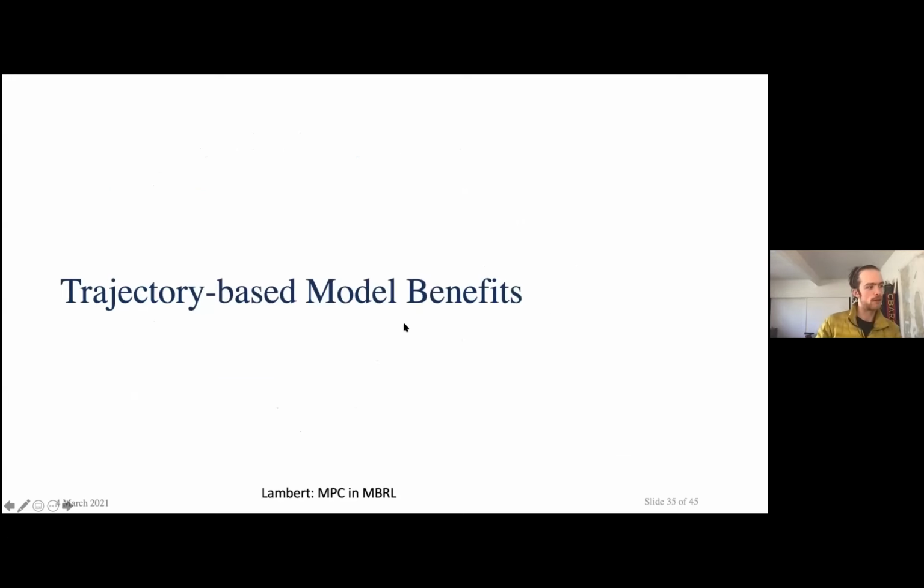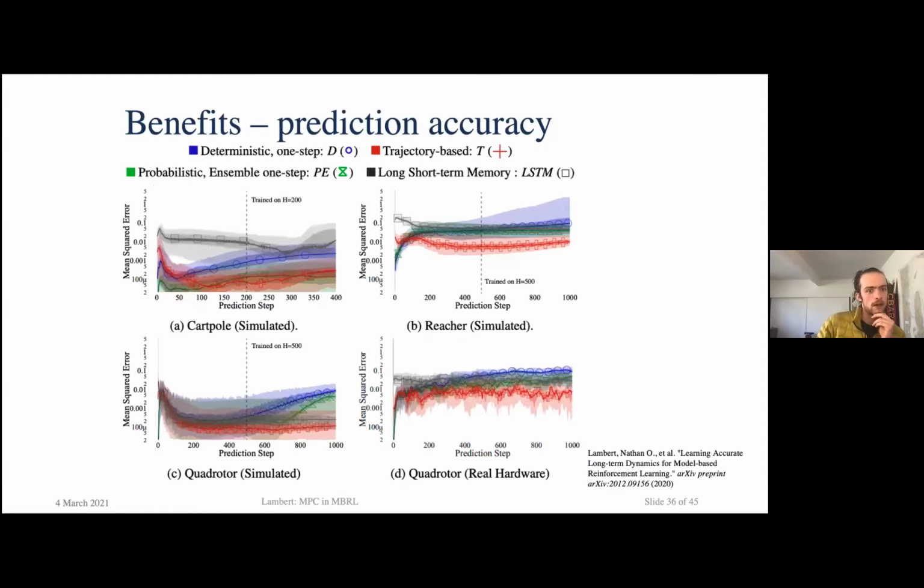So I'm going to go into the benefits of this model here. The first point is comparing the cumulative prediction error across a trajectory with other potential models of interest. Here in red is the new model, and we also compare it to various types of one-step models, where D is a deterministic mean squared error predictor, and PE is an ensemble of log likelihood maximizing models.